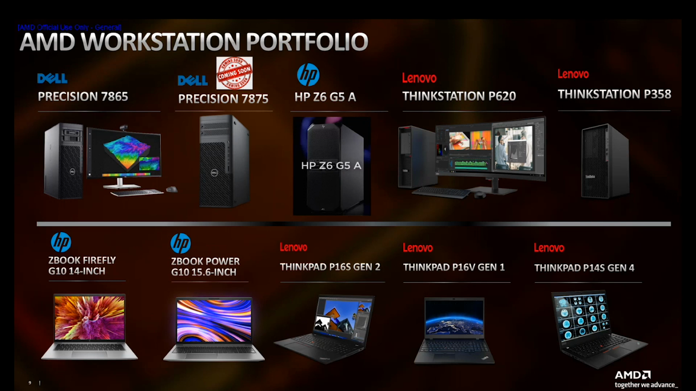And of course, just a couple of weeks back, we had the HP Z6 G5 A, which is a new tower workstation launched by HP, and which is the only current tower workstation that we have from HP. And of course, we have the veterans, which is the Lenovo ThinkStation P620 and P358, a high-end desktop workstation, which can be considered a tower workstation, or a low-end tower workstation, I would say.